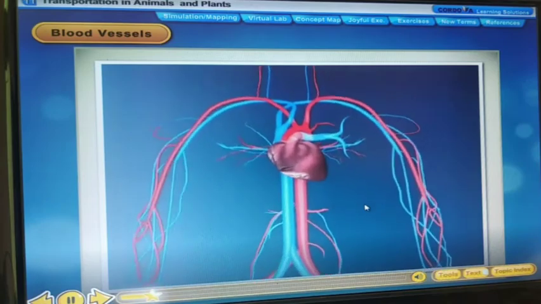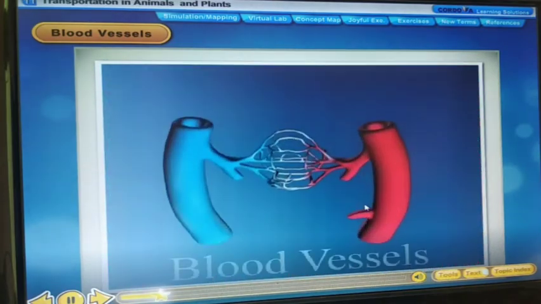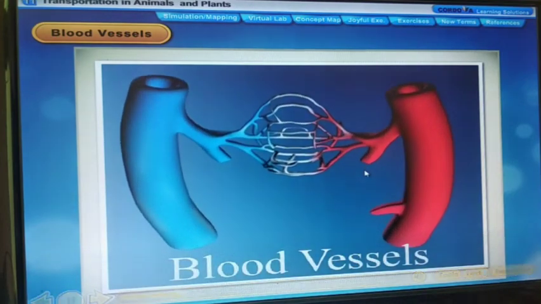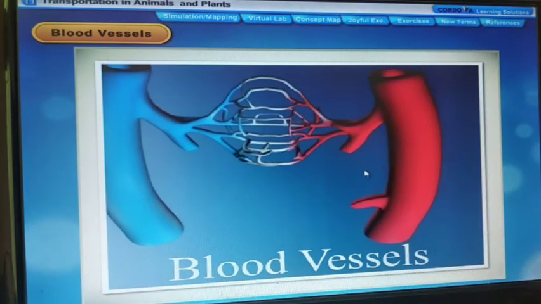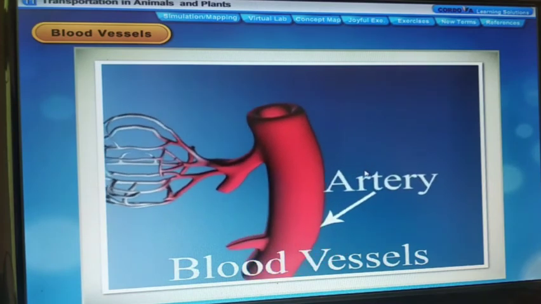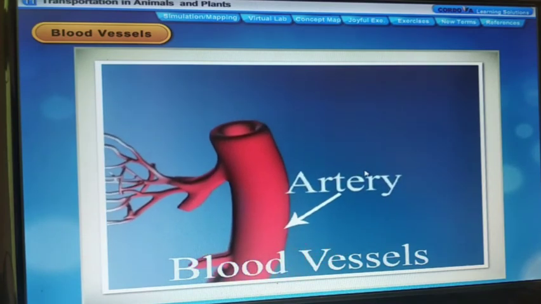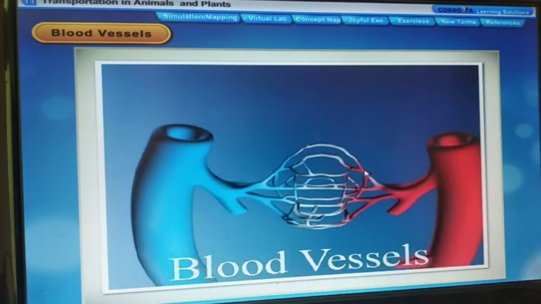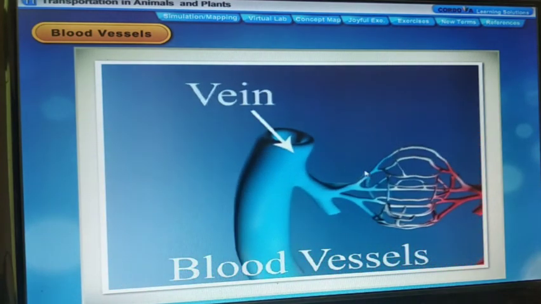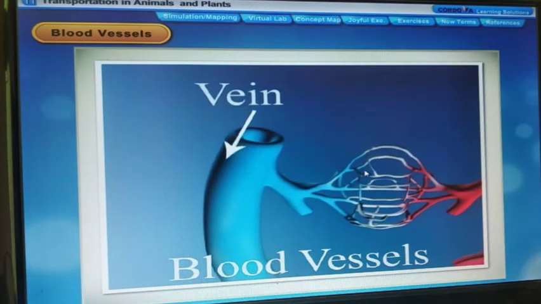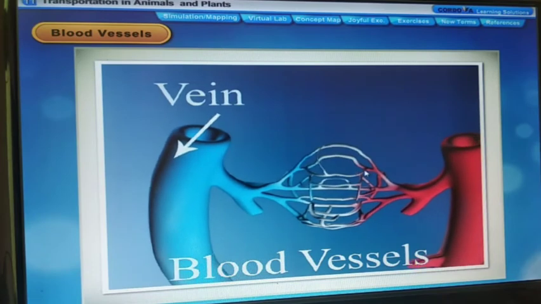Blood vessels. The blood vessels are a kind of tubes or pipes through which the blood flows. There are 3 types of blood vessels in the body. Arteries are the blood vessels that carry blood from the heart to the various parts of the body. Veins. Veins are the blood vessels that carry blood from all parts of the body back to the heart.